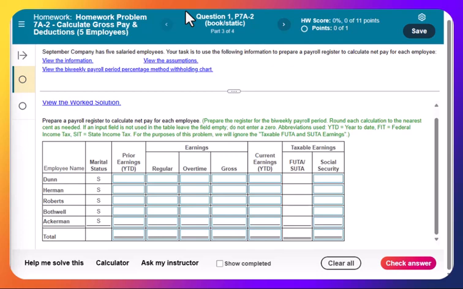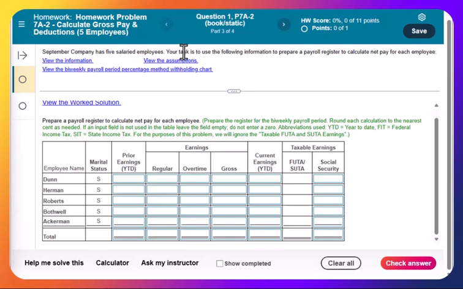Problem 7A-2. Not to be confused with exercise 7A-2, which was a previous problem. We're going to calculate gross pay and deductions this time for 5 employees. So September company has 5 salaried employees, so nobody's hourly, therefore we're not going to get overtime. So we can ignore this overtime column here because all these employees are salaried.